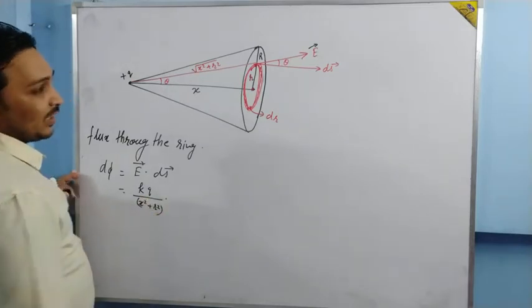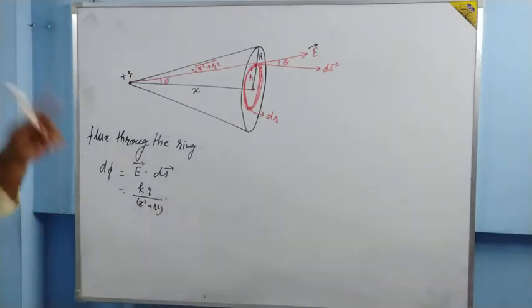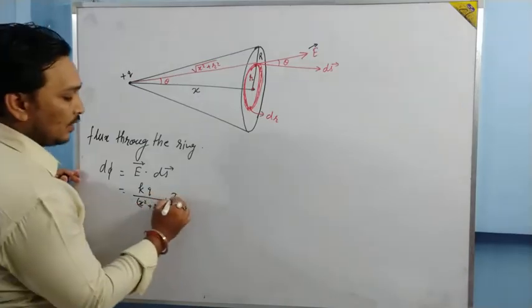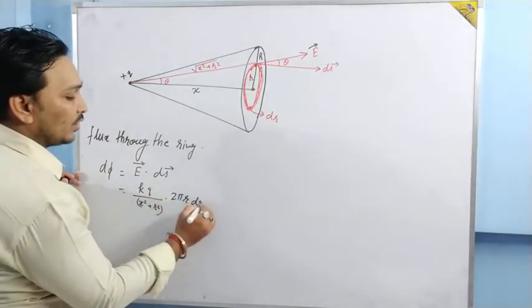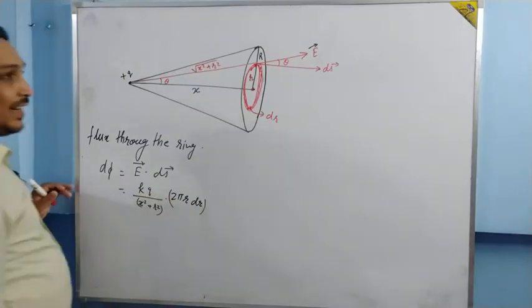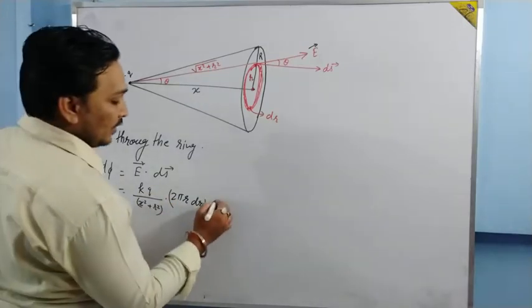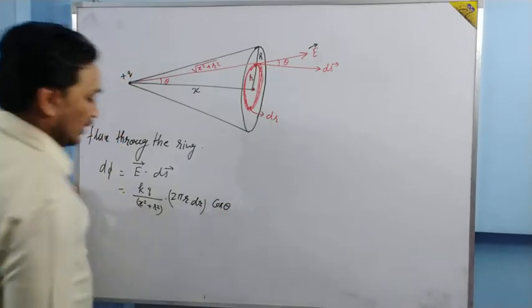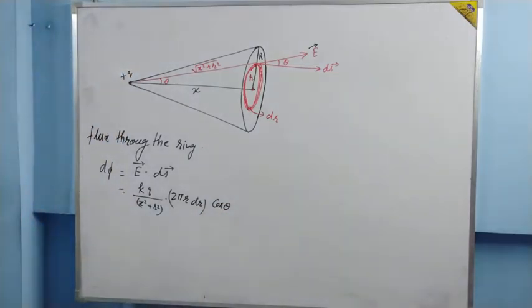Dot ds. What will be the area of the ring? Its circumference is 2 pi r and its width is dr. So basically it will be 2 pi r dr. This is the area. And now what is the angle between electric field and ds? It is cos theta. Okay, this theta is also variable.